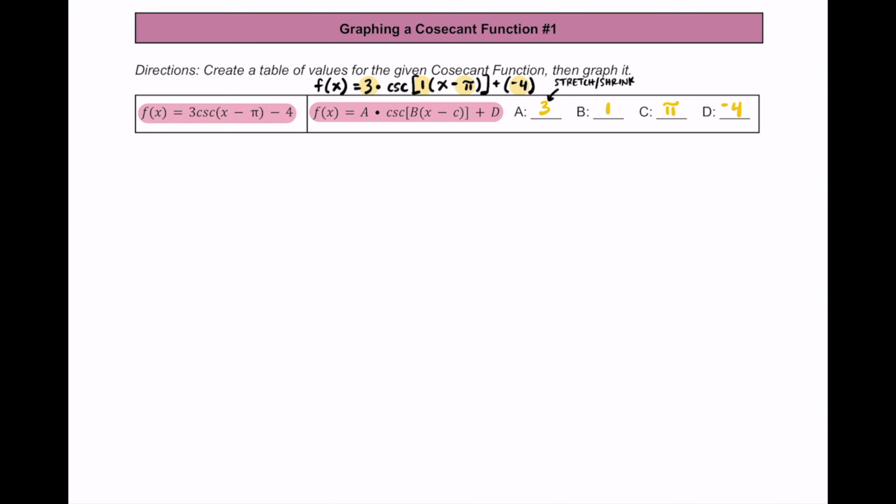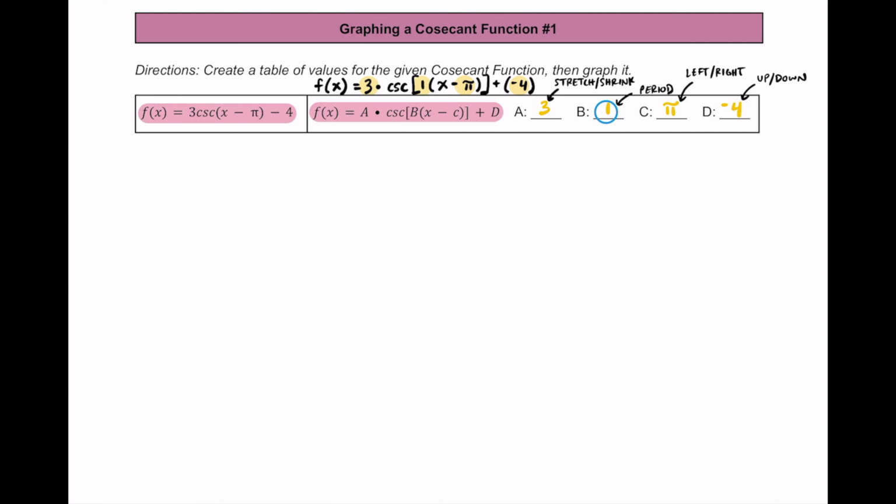Because a is equal to 3, we know that we're going to change the shape of this graph just a little bit. We're going to stretch and shrink it. The b value of 1 affects the period, but in this case, because it's 1, it's not going to affect the period at all. Because c is equal to pi, that means we're going to be moving to the right pi units from the parent function. And because d is equal to negative 4, we're going to translate this whole function down 4 units.